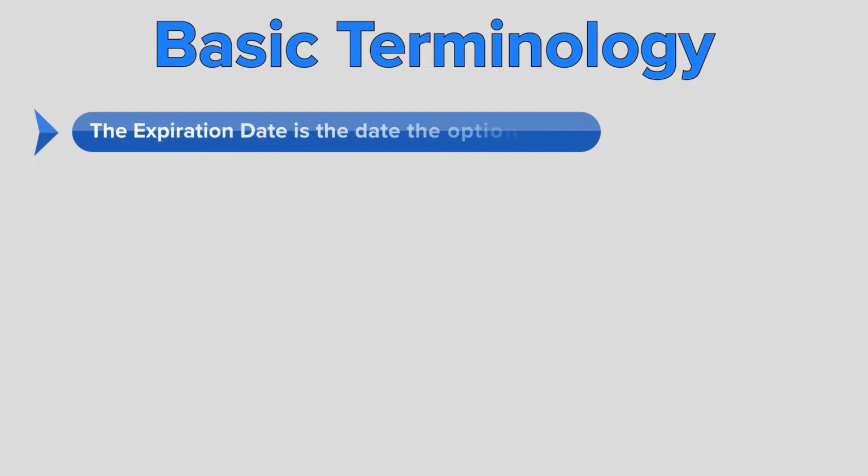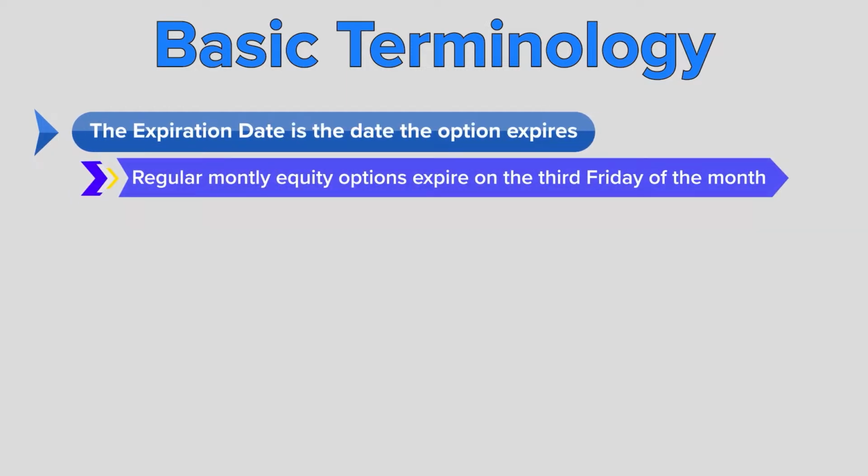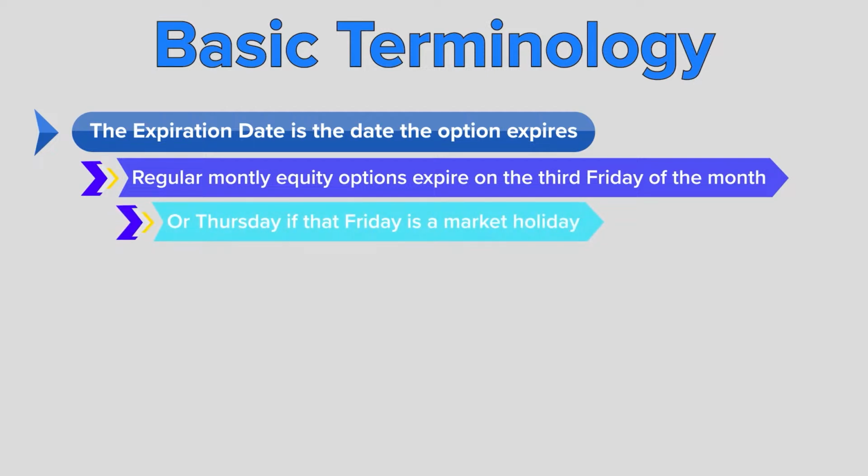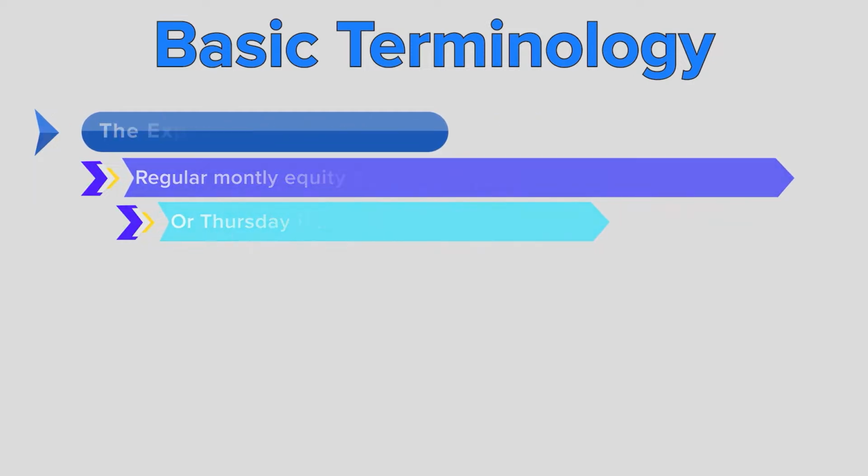The expiration date is the date the options expire. The last trading day of regular monthly equity options is the third Friday of the month, unless that Friday is a market holiday, in which case the expiration is on Thursday, right before Friday. The actual expiration of that option contract is always the Saturday that follows the third Friday of the month. However, we now have options that expire weekly and even daily.